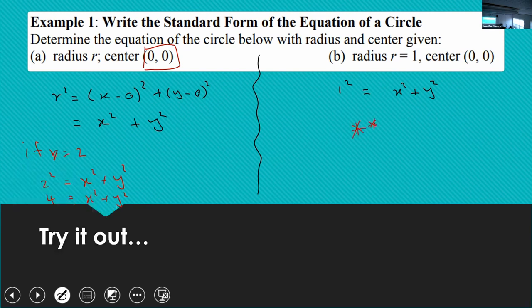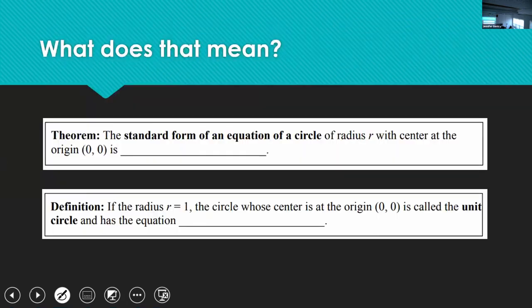Make sense? We're almost done, I promise. So on the next page at the top, standard form of an equation of a circle with radius r and center at origin, it's going to be r squared equals x squared plus y squared. And in the box below it, it says what happens if my radius is 1? What is my standard form? 1 equals x squared plus y squared.